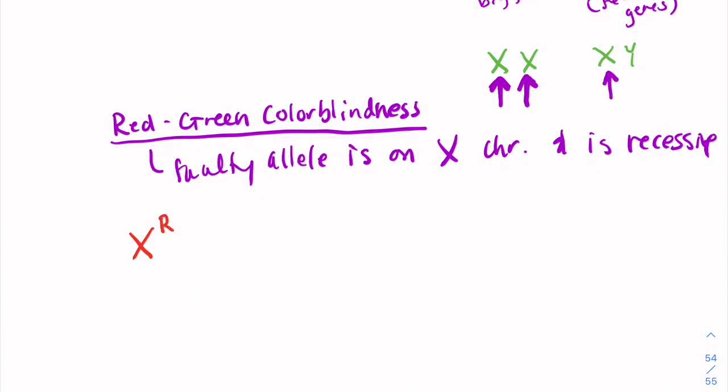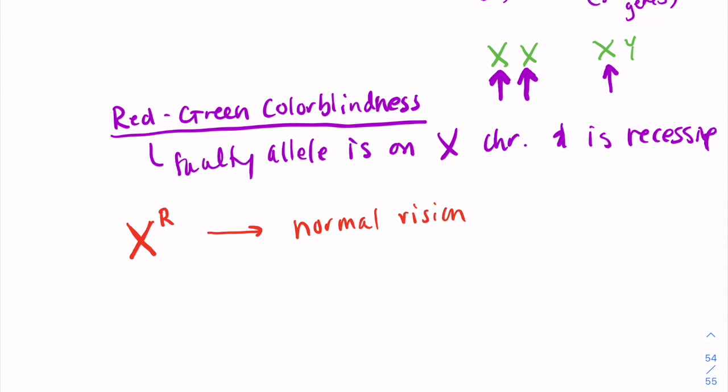So the dominant allele on the X chromosome is written like this, and this causes normal color vision. So let's just say normal vision. Whereas the recessive allele, the faulty allele, we'll write as a lowercase r superscript on this capital X showing the X chromosome. This is how we will write the whole allele. And this allele causes red-green, I'll just call it RG, color blindness. There we go.